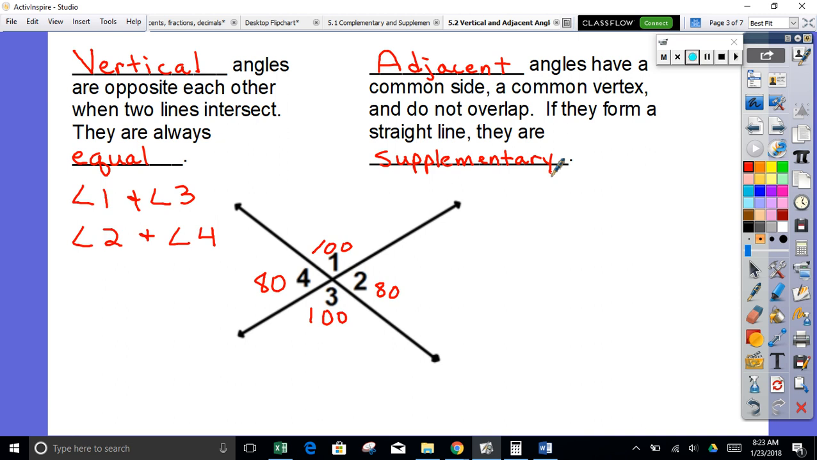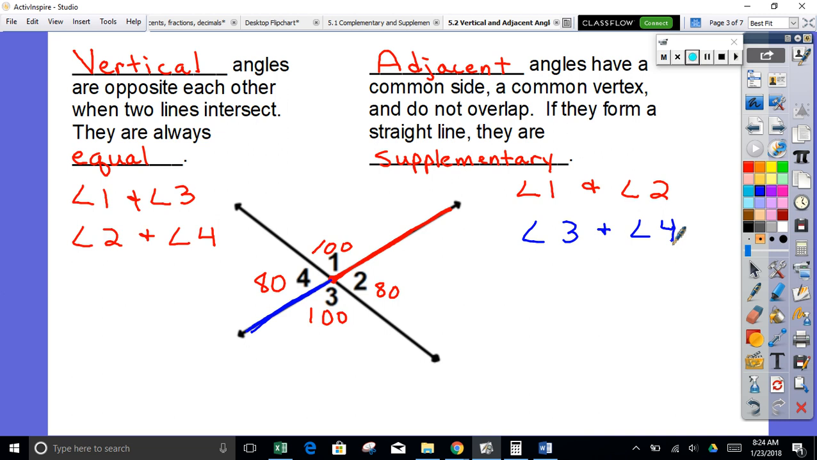So angles 1 and 2, they share a common side. This is the common side that they share. They don't overlap. They share a common vertex. So angles 1 and angle 2 are adjacent angles, and they are also supplementary. Angles 3 and 4 also share a common side. So angles 3 and 4 are adjacent.